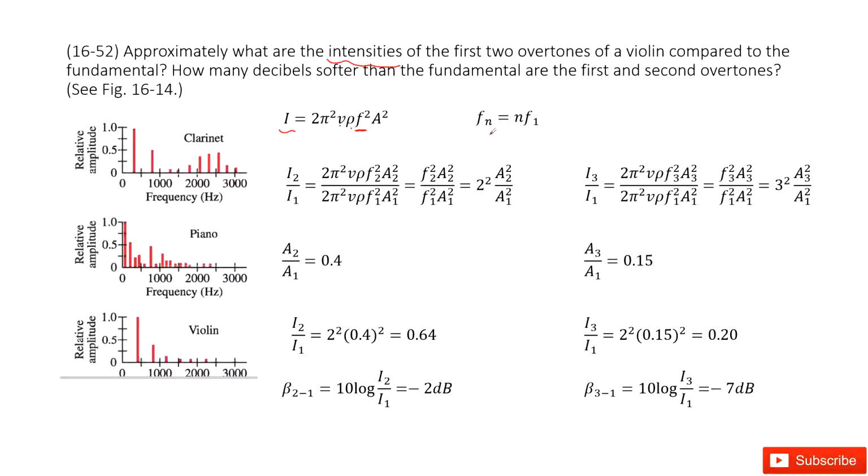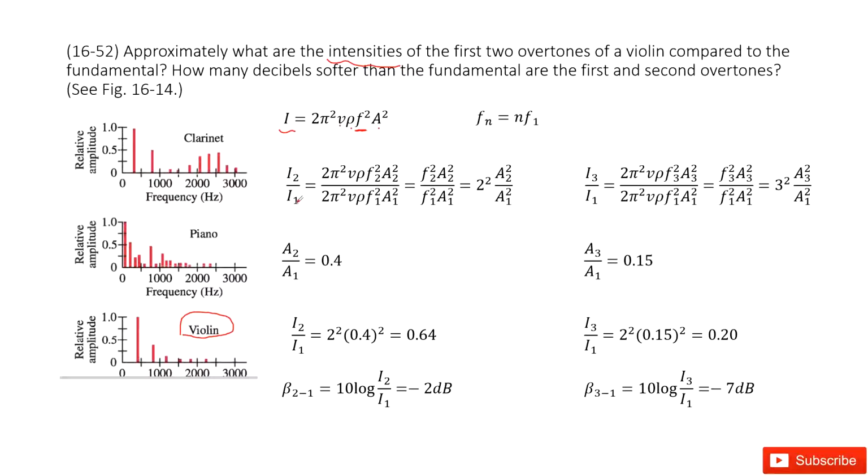And then the amplitude: it gives us a picture. It talks about the violin, so we get the violin there, and then we can get A2, A1, A3, A1, these kinds of things. So we continue. Now, first we need to determine the intensity of the first overtone relative to the fundamental.